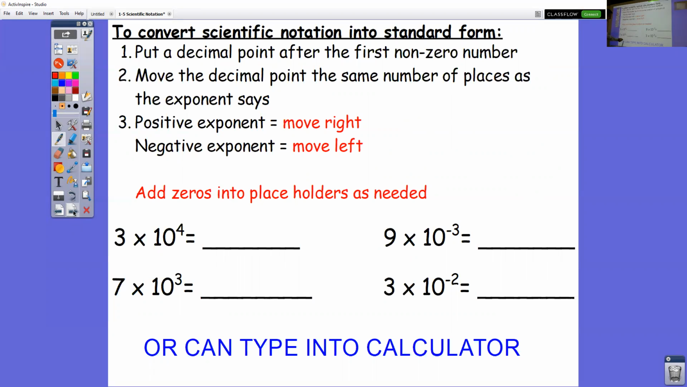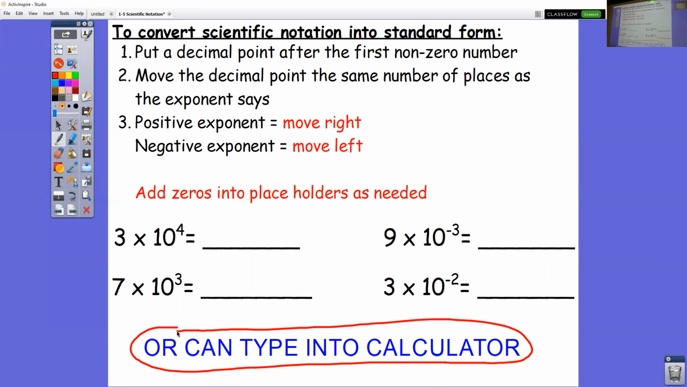However, and this is the way that I'd strongly recommend, you could just type these right into the calculator. You always have a calculator to use, so you could type it right into the calculator. Let me show you both ways.